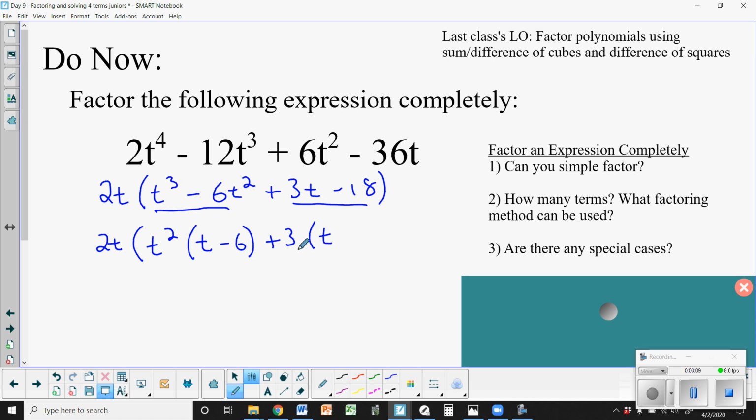3t divided by 3 is t. Negative 18 divided by 3 is a negative 6. And then I need to put another parenthesis for this larger one, for that one in the front there. So now I can see that I have the same factor. t minus 6 is a common factor, so I can factor that out, and that larger parenthesis will no longer be there. So I really have 2t times t minus 6. So there are 2 factors, and then another factor is t squared plus 3.